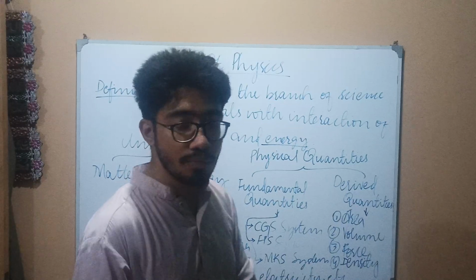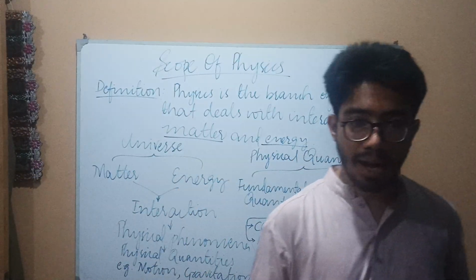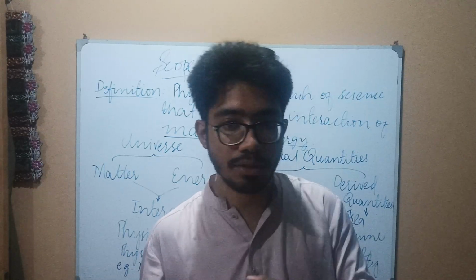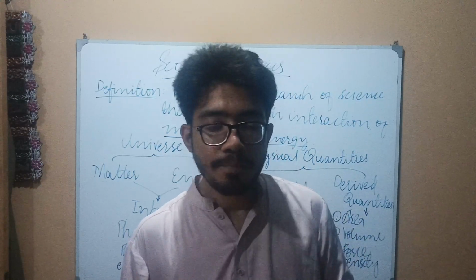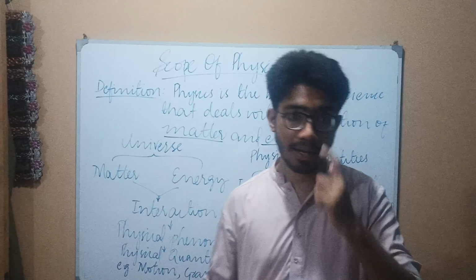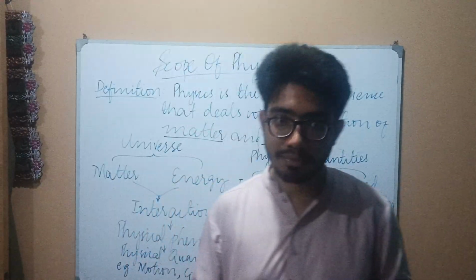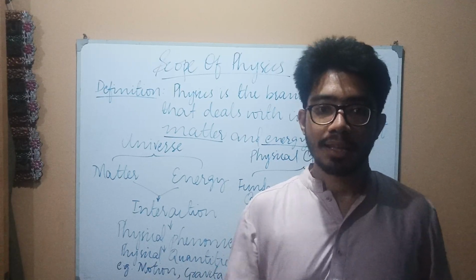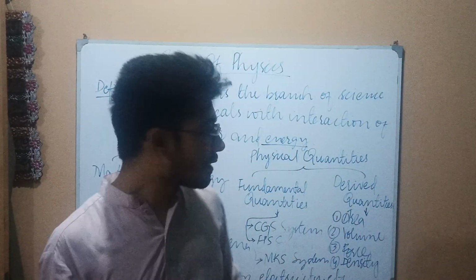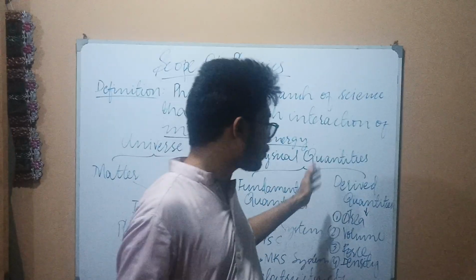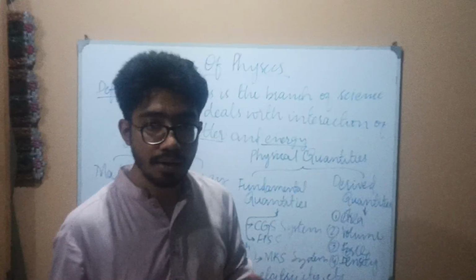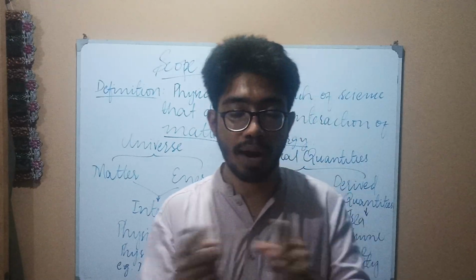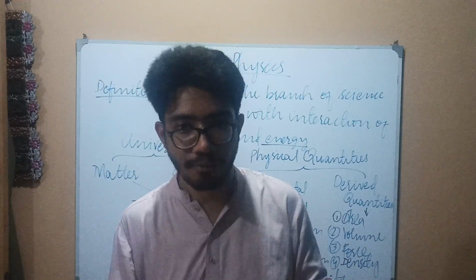Now we will discuss what derived quantities are. Derived quantities are those quantities which are derived by the multiplication or division of the fundamental quantities. Let me tell you one important thing: fundamental quantities are those quantities which are not derived from any other quantity. These are the very basic quantities. Whereas derived quantities are derived from fundamental quantities. By multiplying or dividing the fundamental quantities, we get the derived quantities.